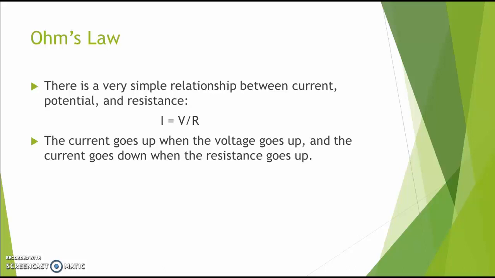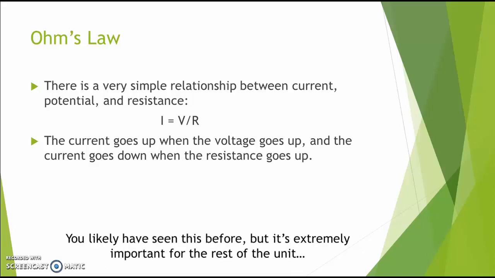So the current goes up when the voltage goes up. So when the potential difference goes up, the current goes up. And when the resistance goes up, the current goes down. So that's very well represented by Ohm's law, I equals V over R. And this is a key component to a lot of what we're going to cover through the next 3 weeks.